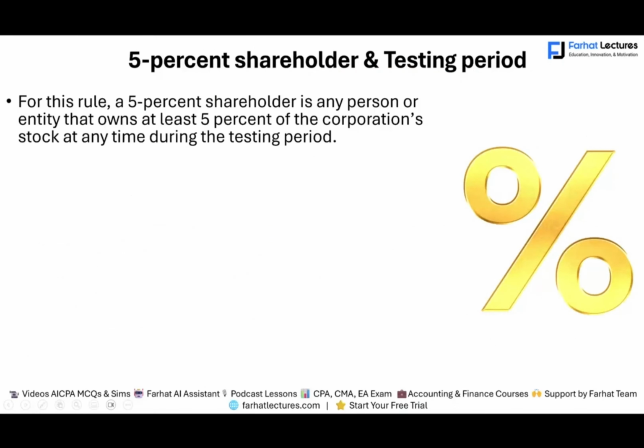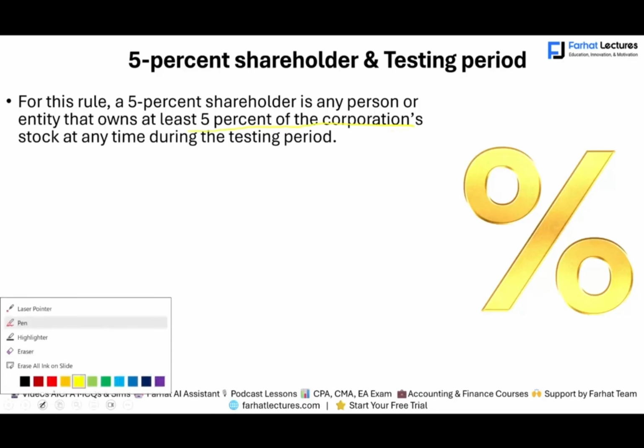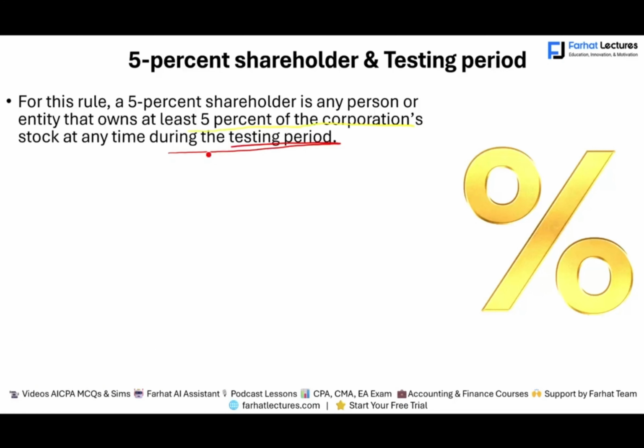So first, let's take a look at the 5% rule. For the 5% rule, a 5% shareholder is any person or entity that owns at least 5% of the corporation's stock at any time during the testing period. Now just ignore the testing period. Simply put, if you own 5% or more, you will be counted as part of this change.